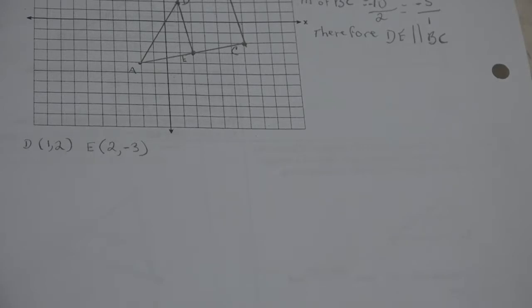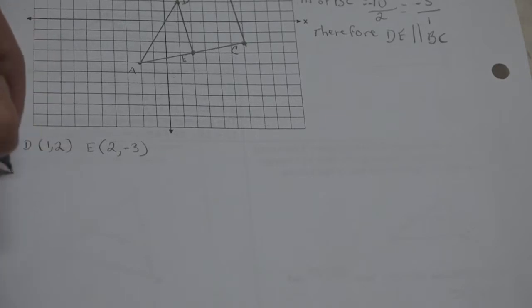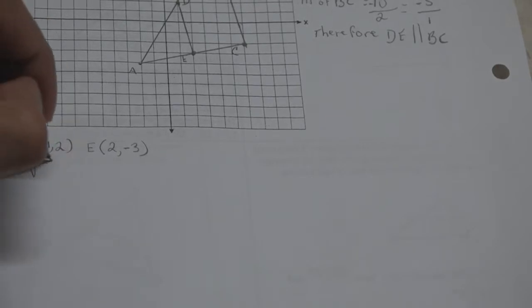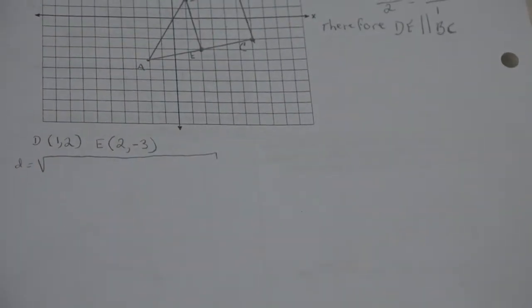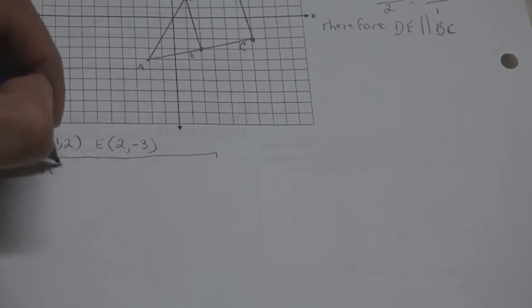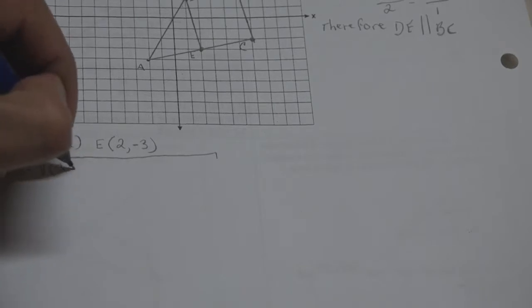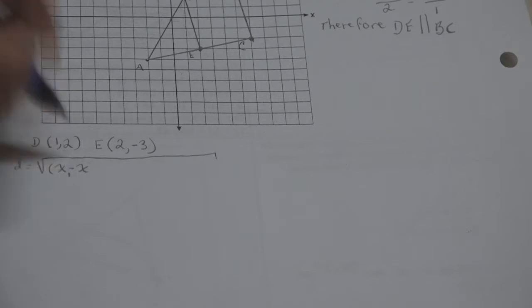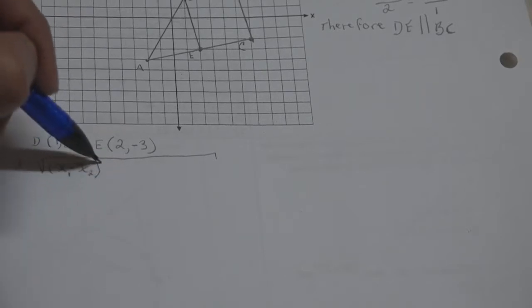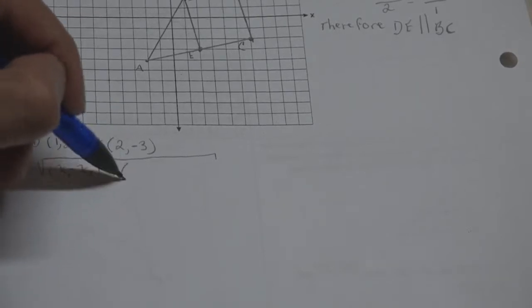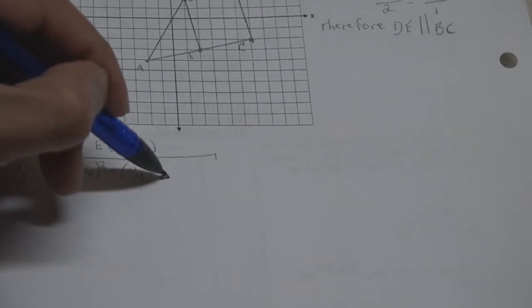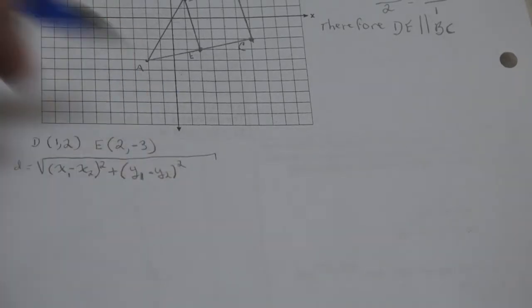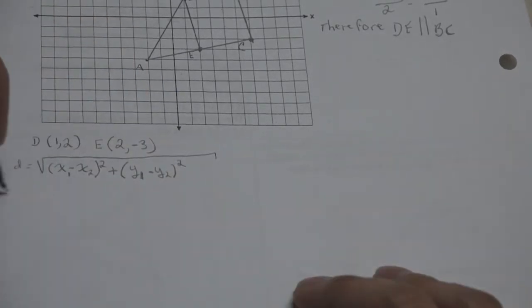I'm going to use the distance formula. For those of you who don't remember the distance formula, in my classroom you can look in the back and you'll see it. The distance formula says that you have the difference of the two x's, x1 minus x2, squared, plus the difference of the y's, y1 minus y2, squared.